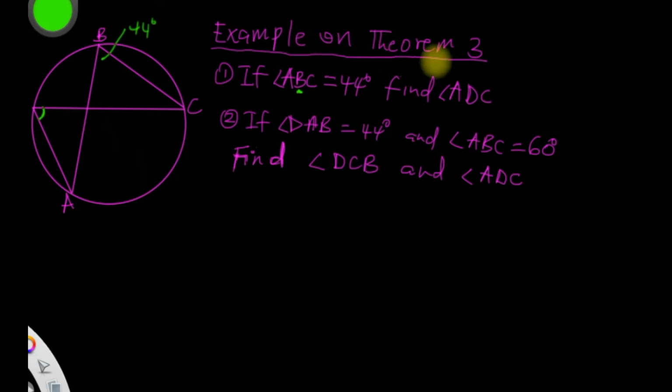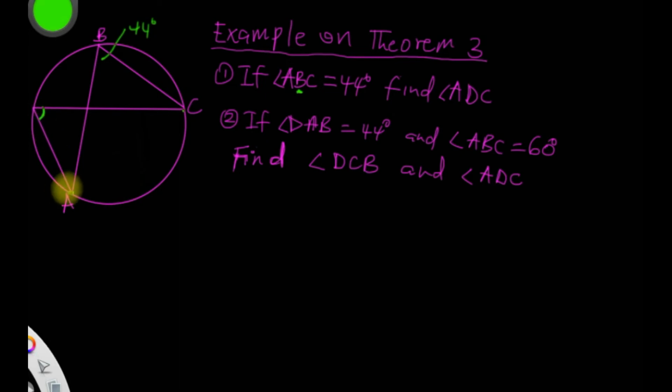So this is an example on theorem 3. From theorem 3, we know that angles formed by the same arc on the circumference are equal. Look at this. If you are standing at point A and you move to point C along the circumference, it's an arc.